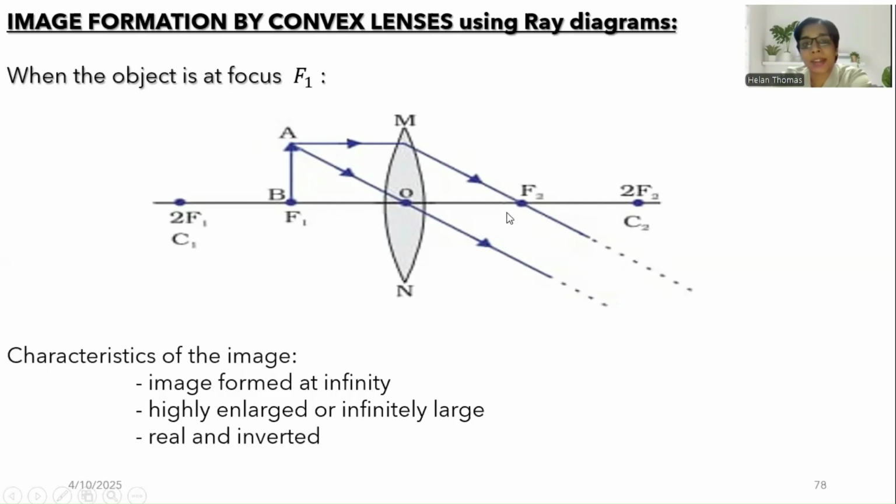If you look at the characteristic of these two rays, these are parallel rays. These parallel rays will never meet, but in optics we say the parallel rays will meet at infinity, forming a real, inverted, and infinitely large image at infinity. So it's just the opposite. When the object was at infinity, the image was formed at the focus. And so when you keep the object at the focus, you have the image at infinity. So it's just the opposite.